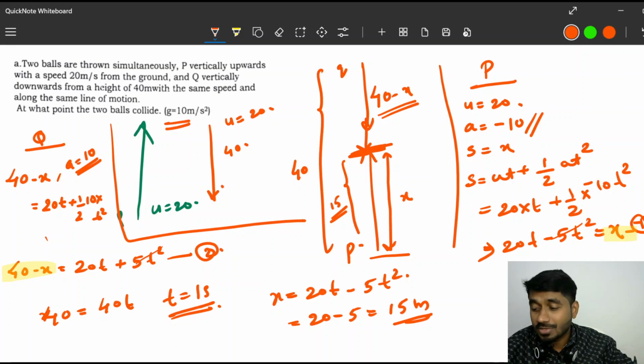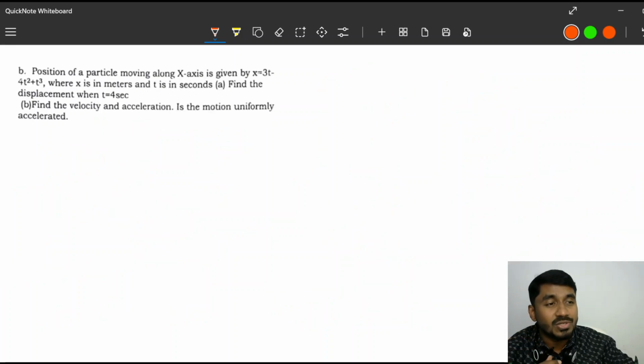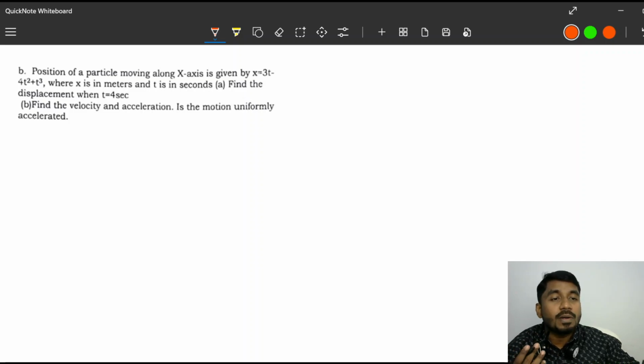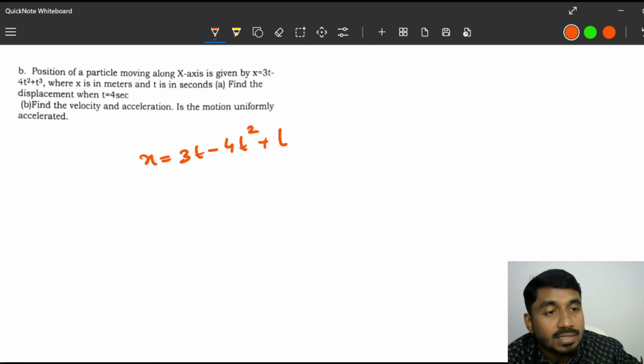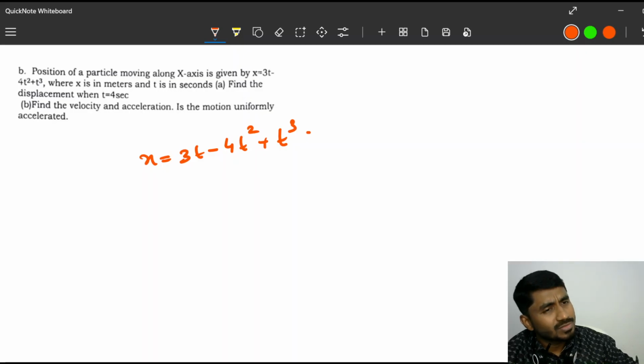This is how to solve this question. Let's move on to the next question. Very simple question it is. Position of a particle is given by x is equal to 3t minus 4t square plus t cube. Find the displacement when t equal to 4 second.